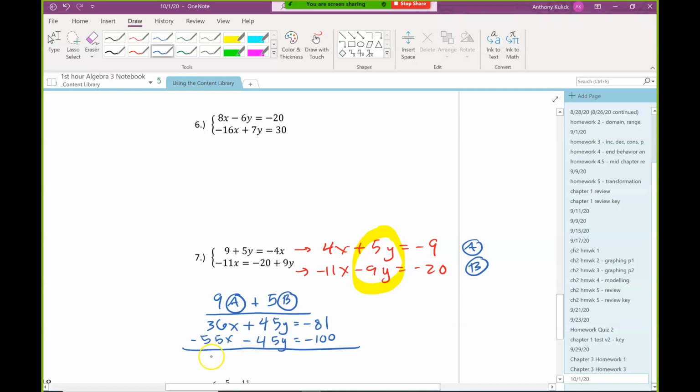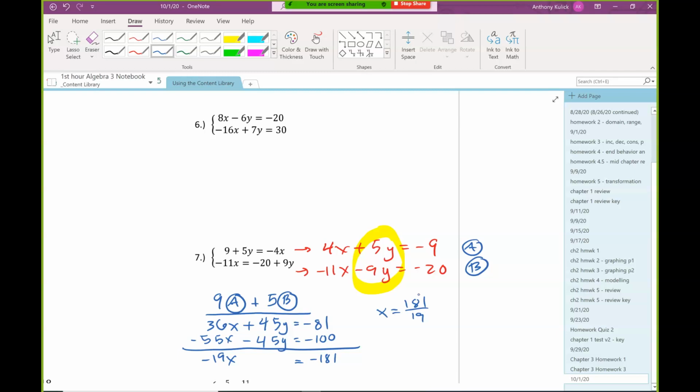So when I add these down, I get negative 19x, the y's cancel out, is equal to negative 181. And if I divide both sides by negative 19, I get that x is equal to 181 over 19. So far, so good? Okay.